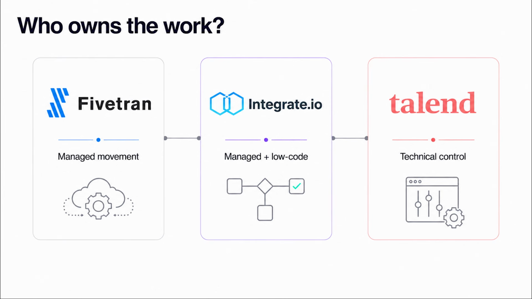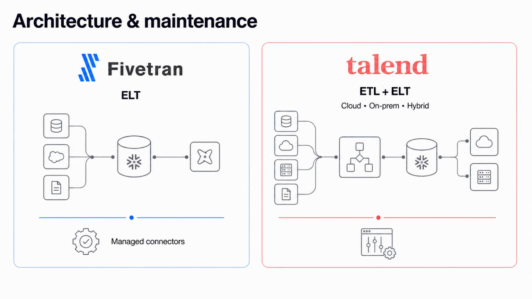Fivetran focuses on managed data movement with less maintenance. Talend covers integration, quality, governance, and deployment, but demands more technical ownership. Architecturally, Fivetran follows modern ELT. Extract the data, load it, then transform it using the warehouse's compute. Its hosted dbt core integration runs SQL models there.